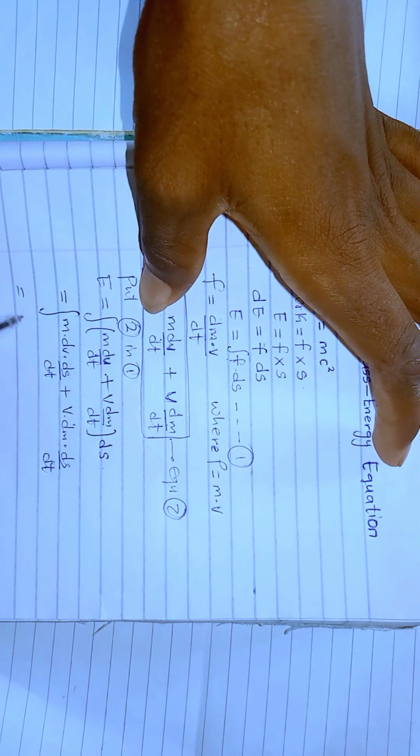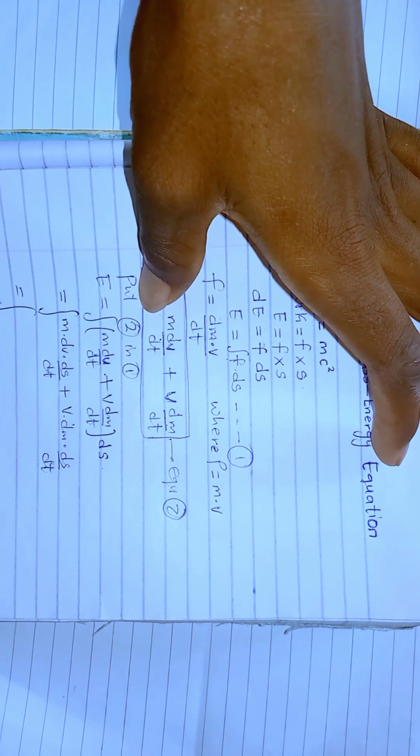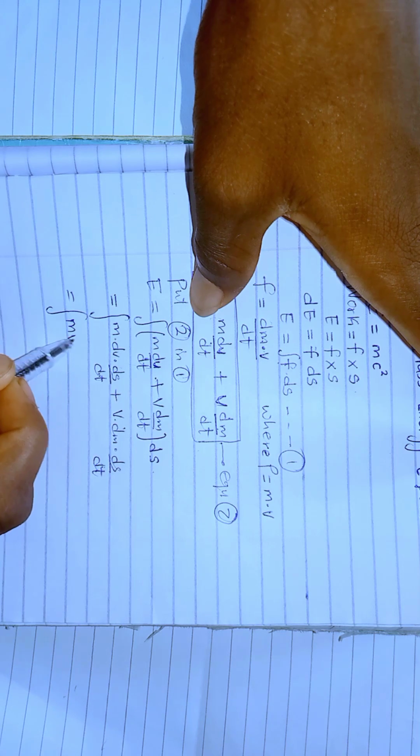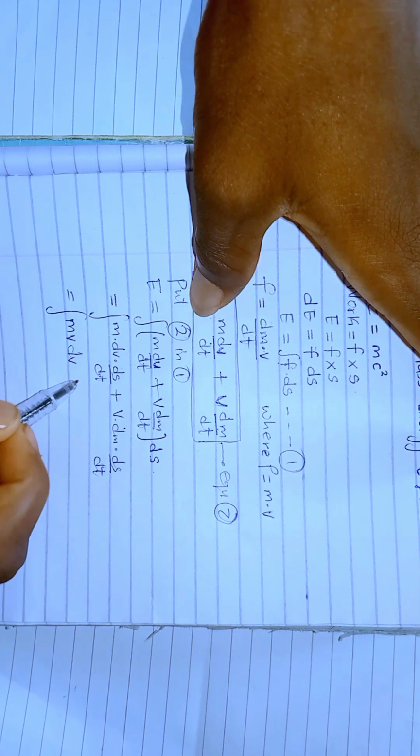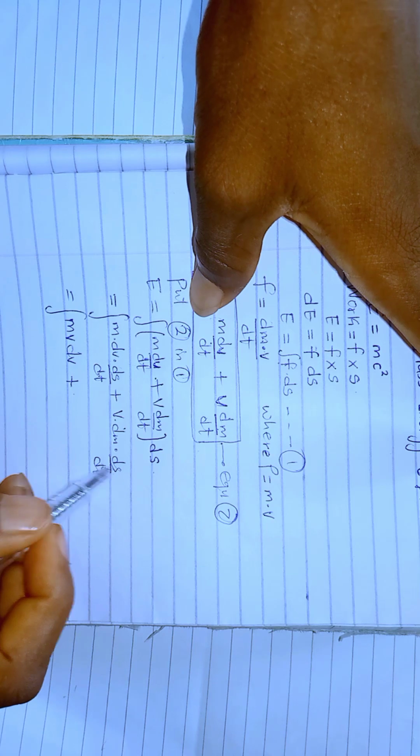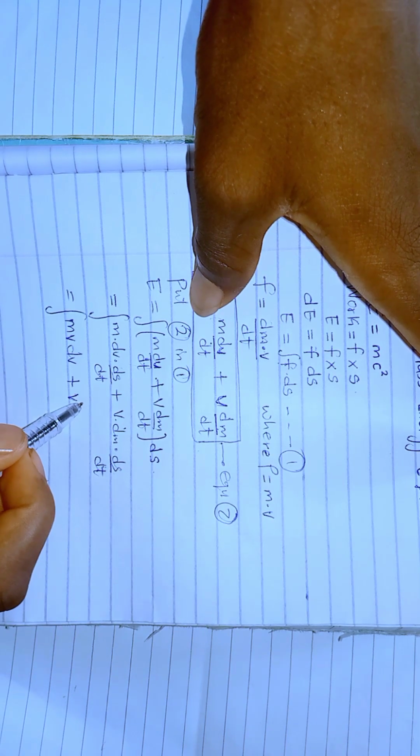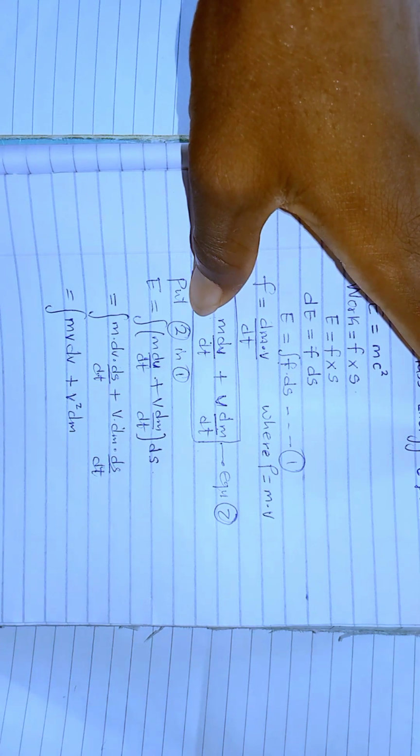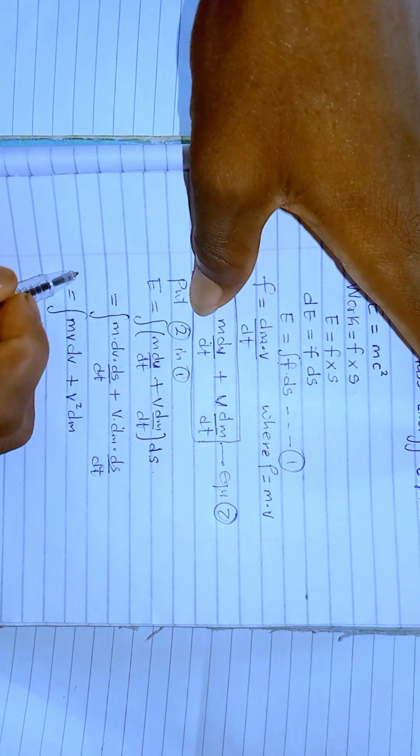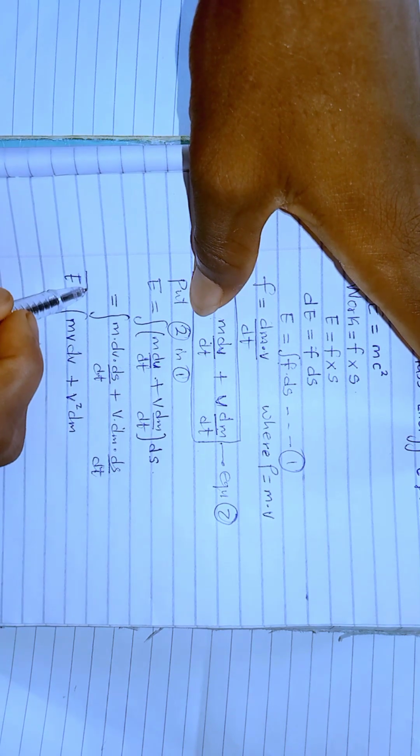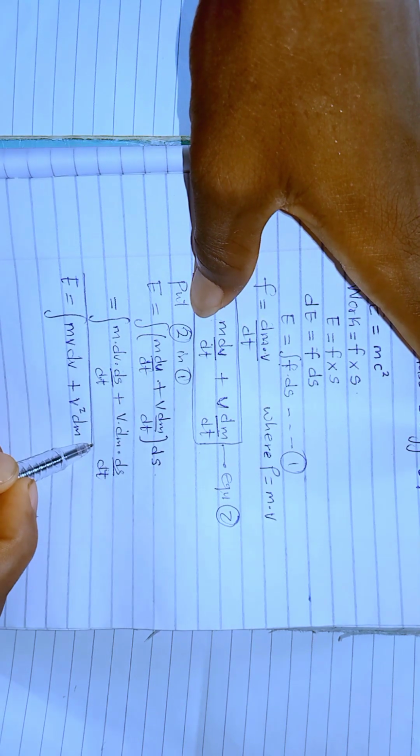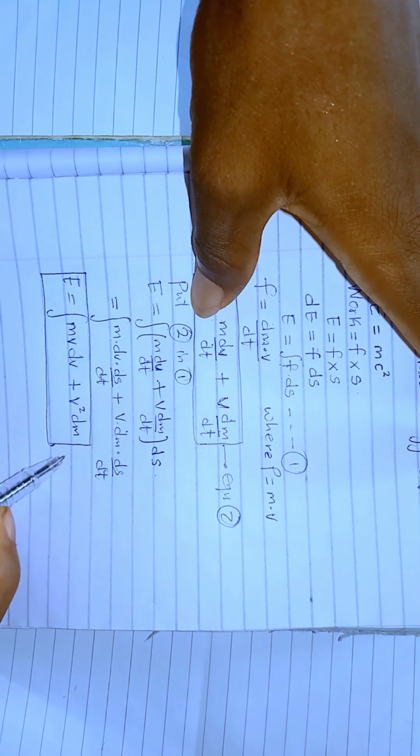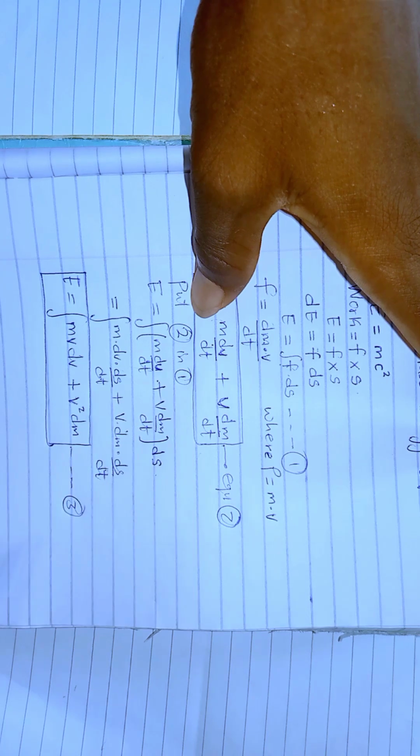You have it to be the integral of mass times velocity, change in velocity, plus velocity squared, change in mass. So this is energy being equal to all of this. Let's name this equation 3. This becomes our equation 3.